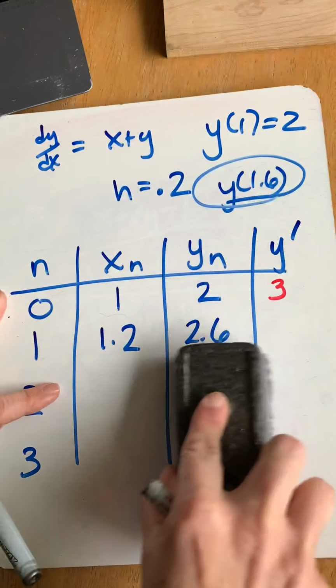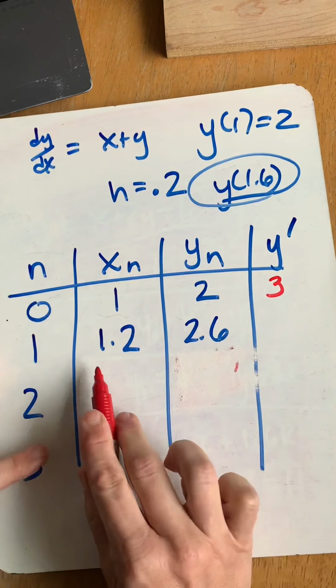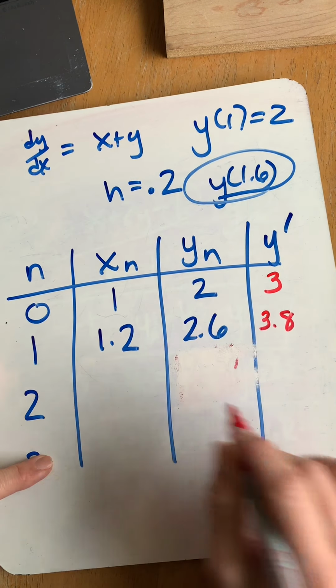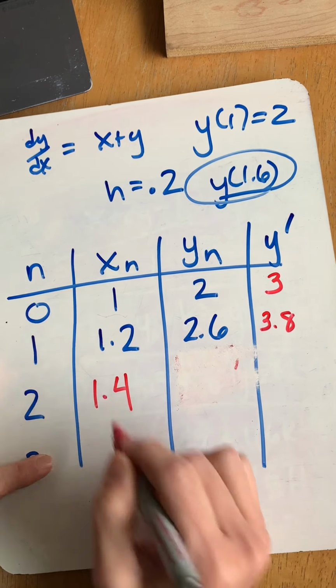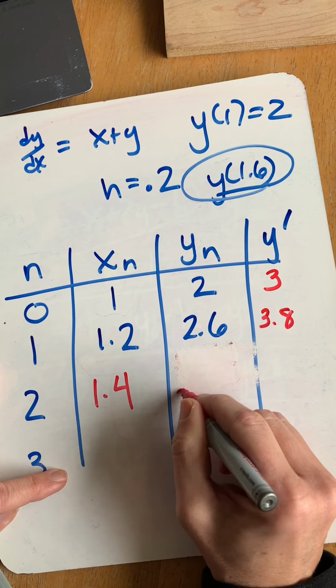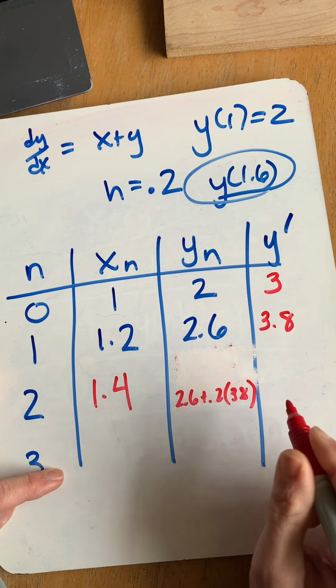The chart doesn't require the derivative, but we're going to need it. So the derivative is found by doing x plus y, so 1.2 plus 2.6. So this is going to be 3.8. The next x is 1.4. Add the step size to it. The next y is the y that came before plus the step size times the derivative that came before.